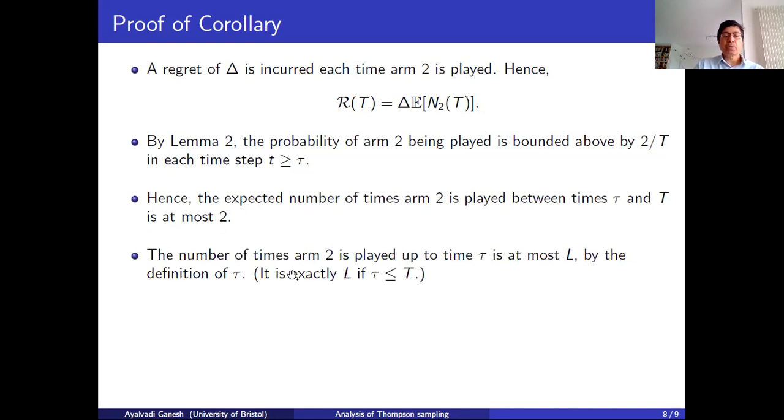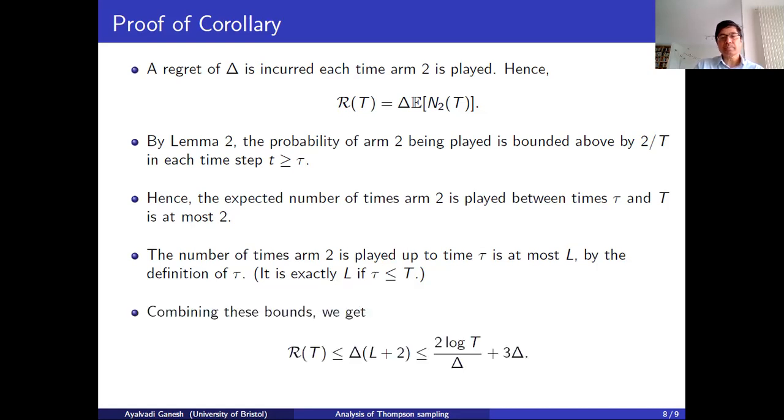And by definition of tau, the number of times the suboptimal arm is played up to time tau is at most L. So the total that it's played up to time T is L plus 2 at most in expectation. It's played at most L plus 2 times, incurring a regret of delta each time. So the total regret is the product of these things, and if you substitute, you get this upper bound on the total regret. The 3 here comes from the fact that by rounding up a fractional value to an integer, we have added at most 1 to that fraction.